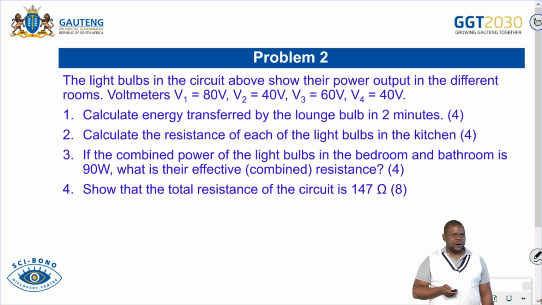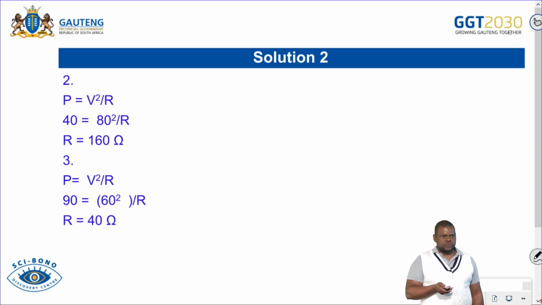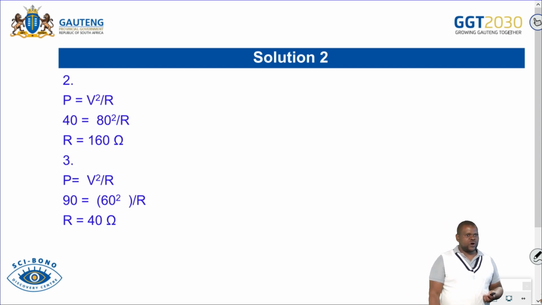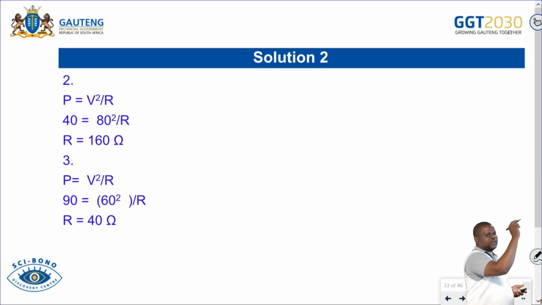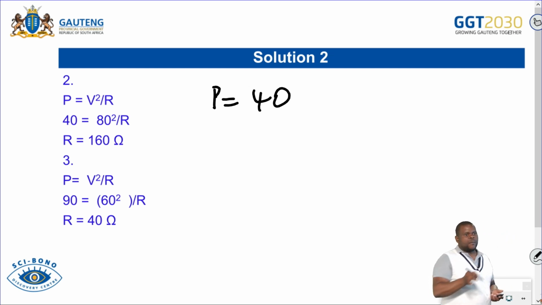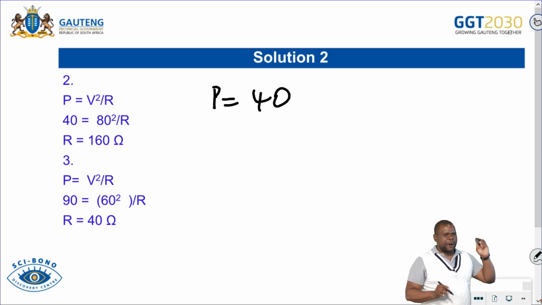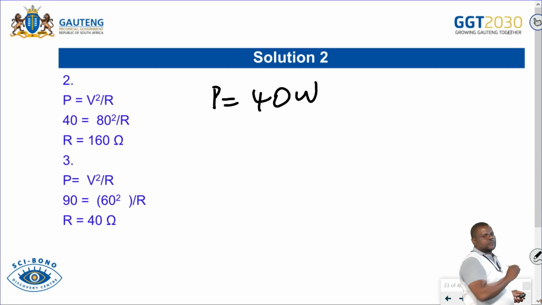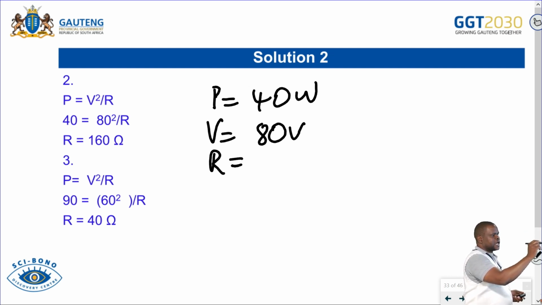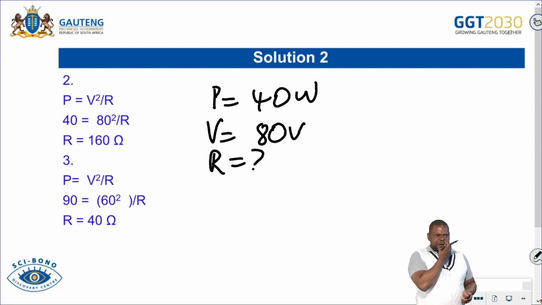Resistance of each bulb. We know the power. We know the given data. We're given P equals 40 watts for each and every bulb, and then the potential difference, which is equal to 80 volts. And then what are we looking for? The resistance. That is why we put a question mark on it.